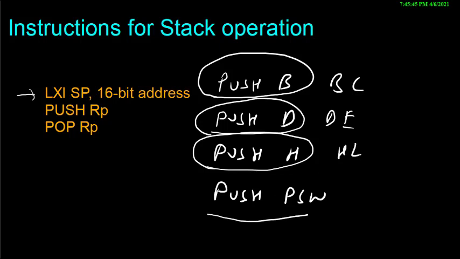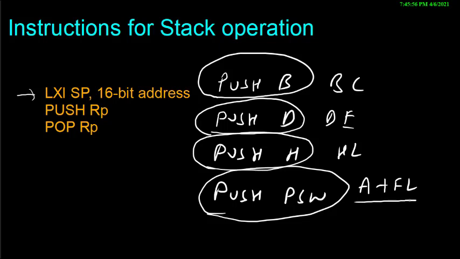And push PSW stores the contents of register A plus the flag register. PSW means program status word, and it is a combination of register A and the flag register. Both are of course 8 bits. So this data is stored onto the stack.